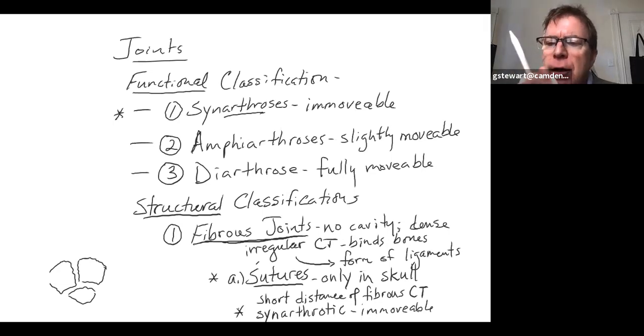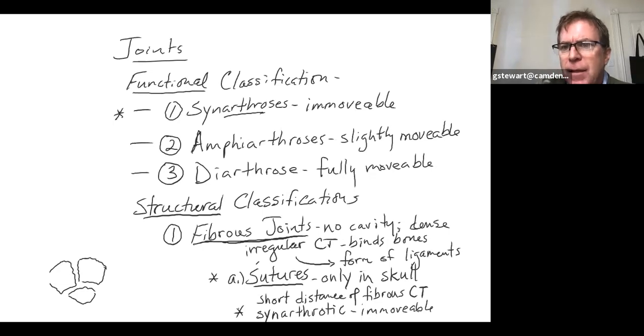If I ask you a quiz question coming up, for example, a suture in an infant, a newborn, is A, synarthrotic, or B, amphiarthrotic, the correct choice for that question would be B, amphiarthrotic. They're slightly movable in the young child. But then after they fuse, after a few years after birth, they become synarthrotic, immovable.